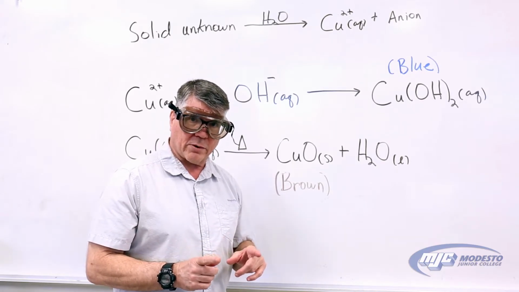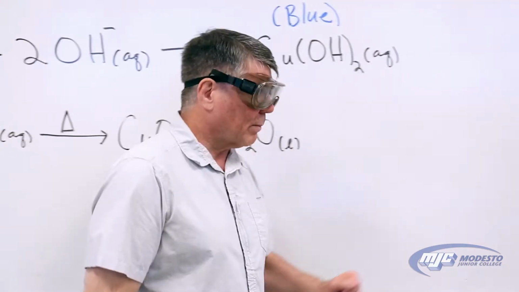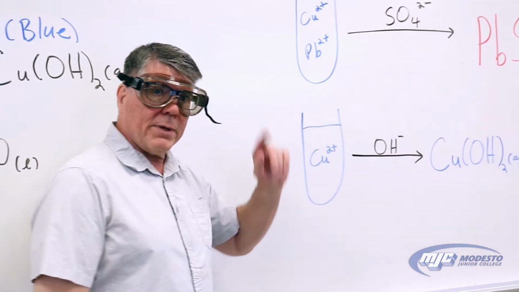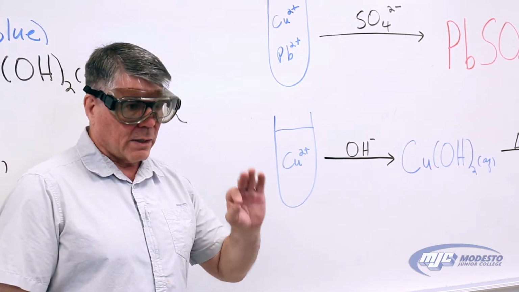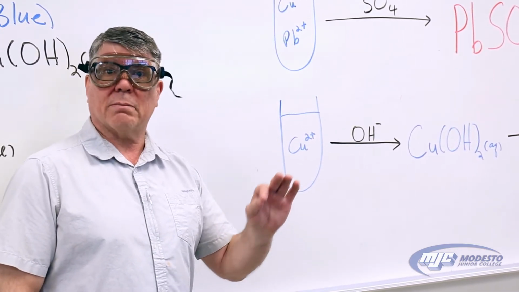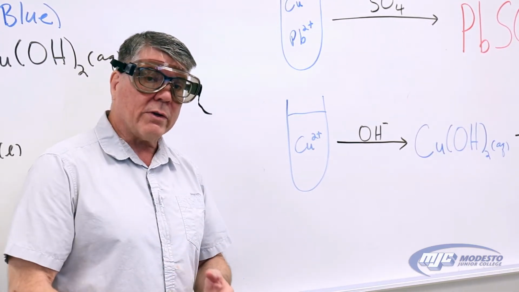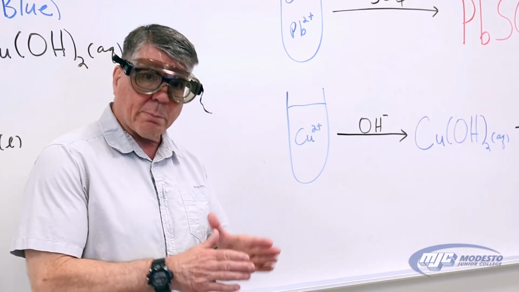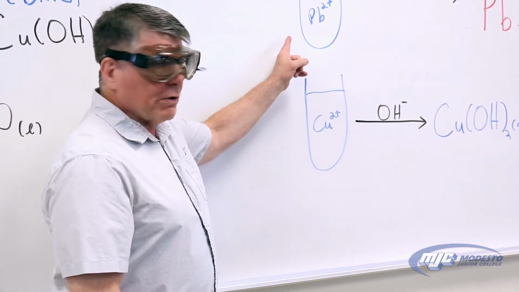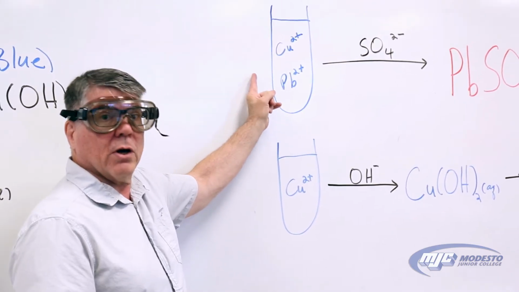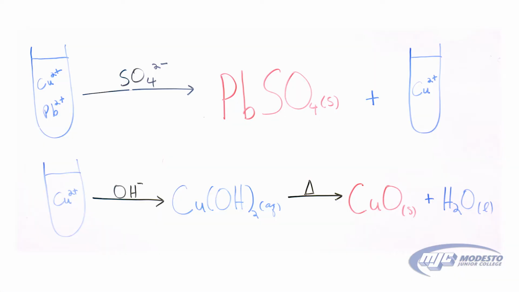Now, in the second part of the experiment, in part B, your unknown is a solution, and that solution will contain some copper two ion and some lead two ion. Our goal in this part is to not only separate those two ions from each other, but to figure out the original molarity, the concentration, of each of those two ions in the original solution.